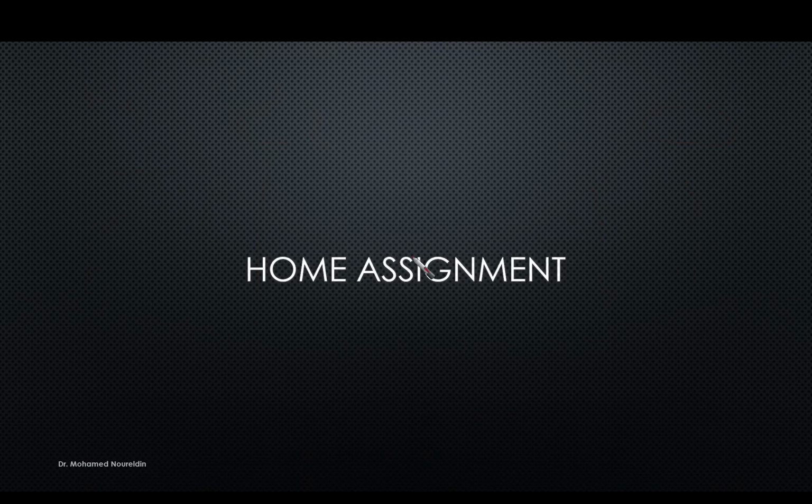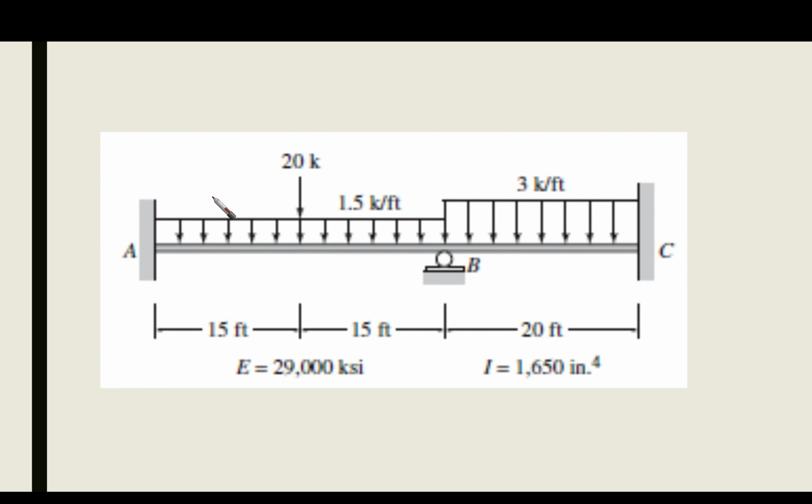Now you are ready for the home assignment, and your home assignment is this one. Please solve using the moment distribution method. Solve to get the end moments of this structure with two spans. We have different supports and different external loading, distributed loading and concentrated loading. We have only one joint free to rotate. We have fixed supports at A and C. E and I are given, and the spans are given. So solve it and submit it to the iCampus.